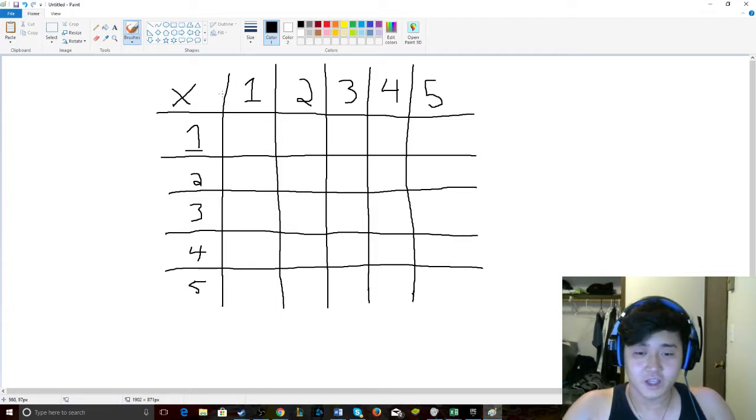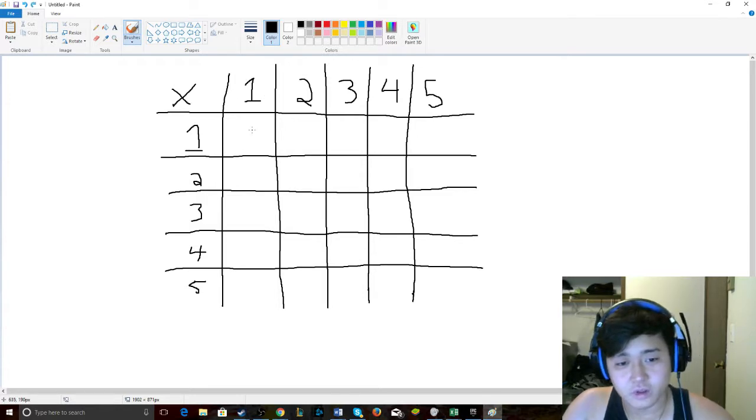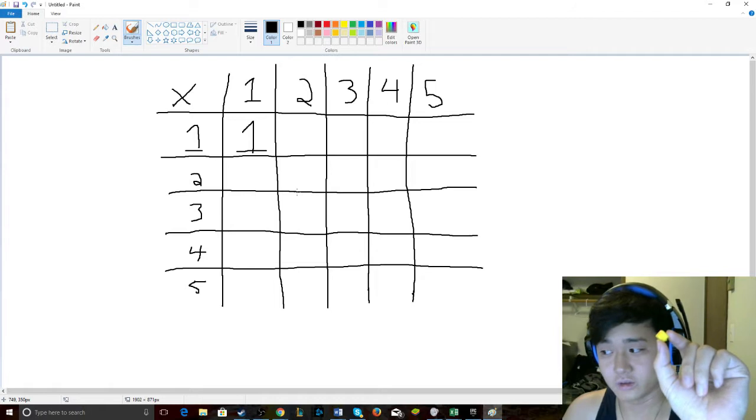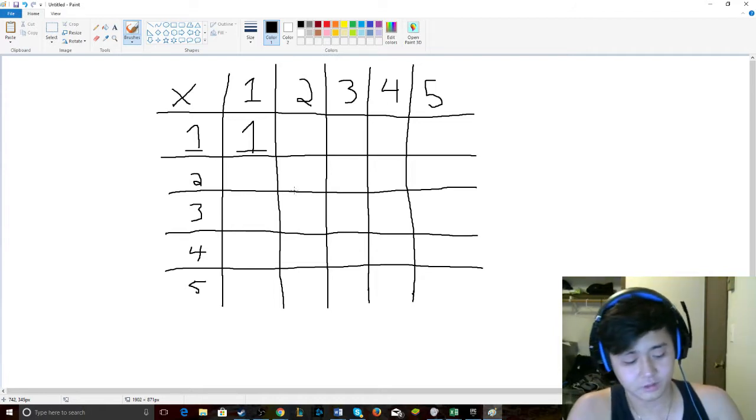So this is our times table, and we have 1, 2, 3, 4, 5 on the top and 1, 2, 3, 4, 5 on the left side. So what this means is we're going to be doing 1 times 1. So 1 times 1 equals 1. And what that means is that we have 1 block of 1. That is what 1 times 1 means.